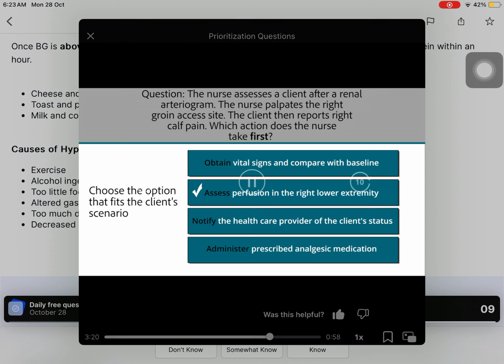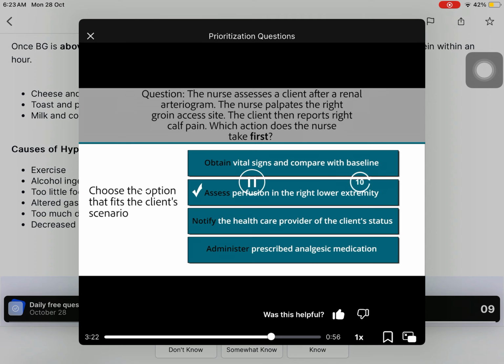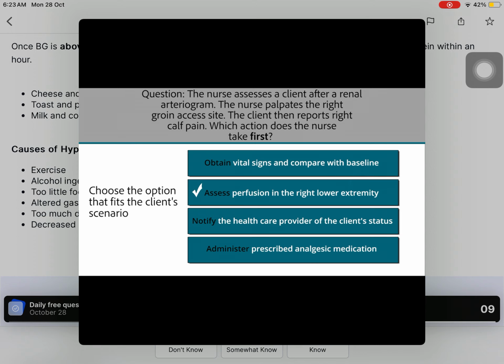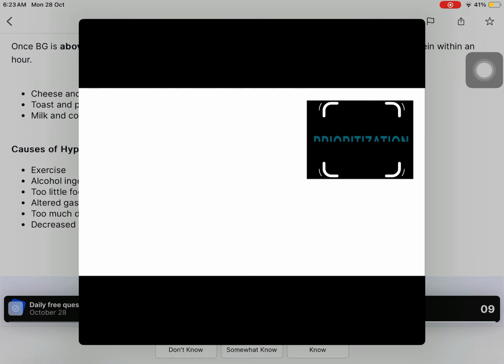After doing this, the nurse can obtain vital signs if that hasn't already been done, notify the provider, and depending on what the provider says, the nurse might administer analgesic medications for the pain. Have a method for answering prioritization questions. First, read the question in its entirety.